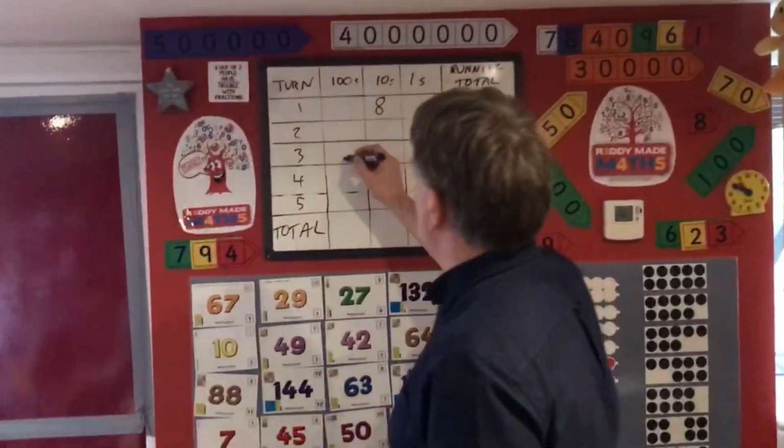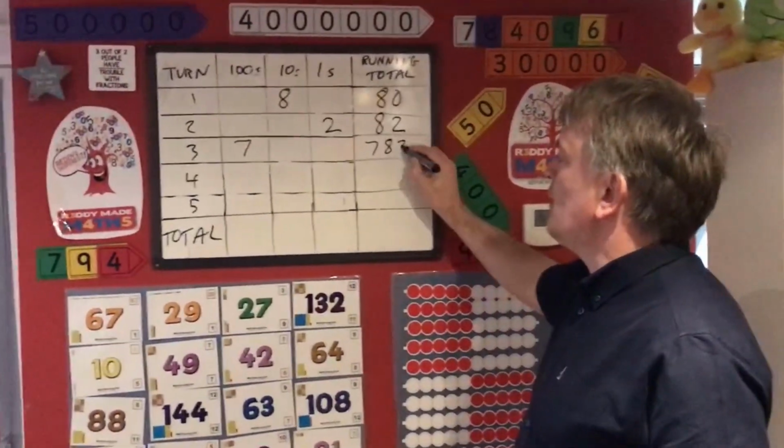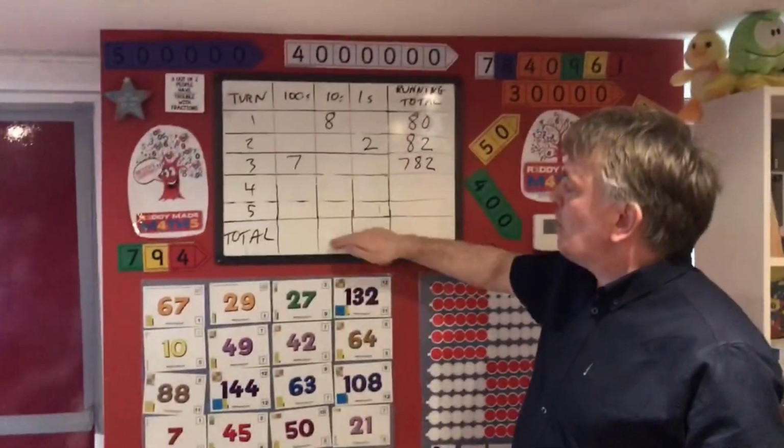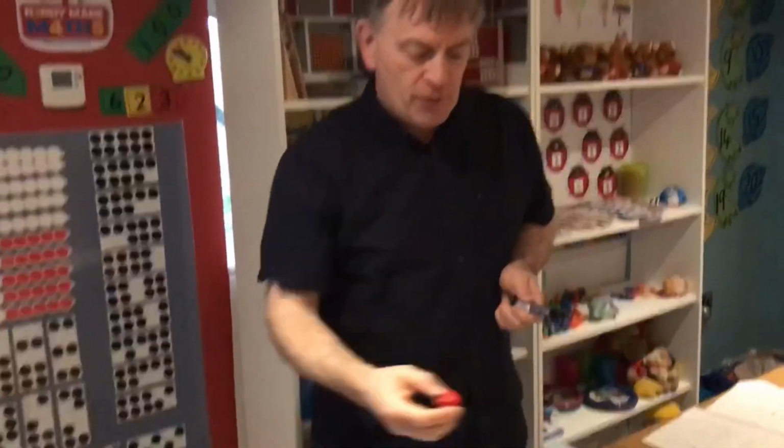I've now rolled another 2. So when I roll again, it's got a different number. I rolled a 7. Brilliant. If I put my 7 into the hundreds, I've now got a total of 782. So what I'm hoping for now is a nice low number in the hundreds or a couple of big numbers in the tens, and that should get me as close as possible to 1,000.